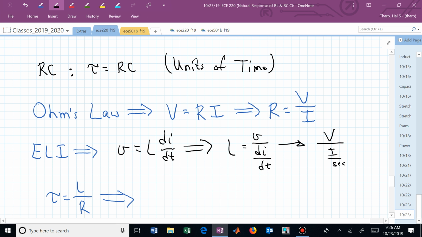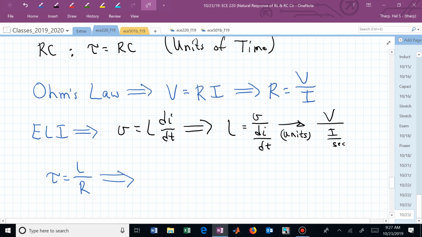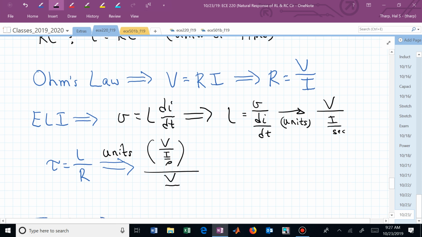So this is now, what are the units on L? V over I over S. Those are the units on L. If we now put those units into this expression for L over R, what happens? Well, now we have V over I over S. That's why I don't do S's. Let me do a script S over R, which is V over I.